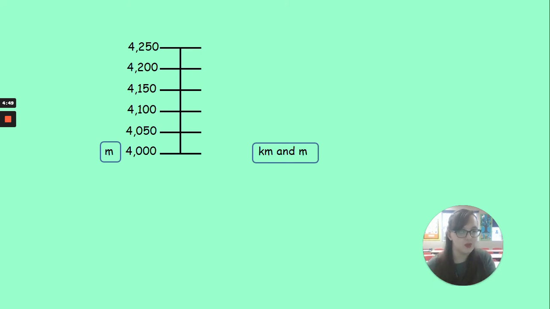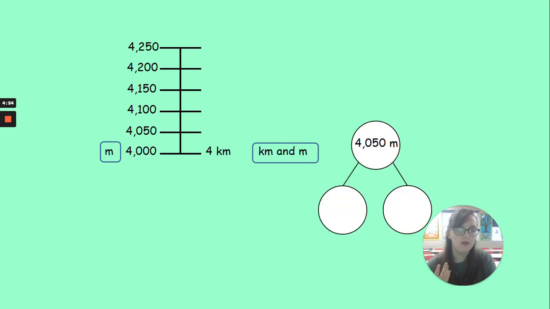Well, the bottom one should be easy. 4,000 metres, that's going to be 4 kilometres. But 4,050 metres, how can we do that? Well, we can break it down into 4,000 metres and 50 metres. And here's my part-whole model to show that. Now we know that 4,000 metres, well, that's the same as 4 kilometres. So our answer is just going to be 4 kilometres and 50 metres.